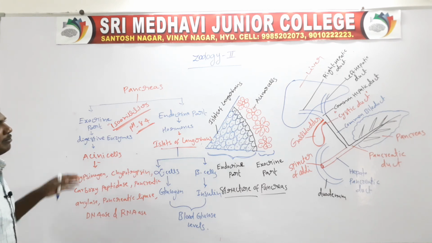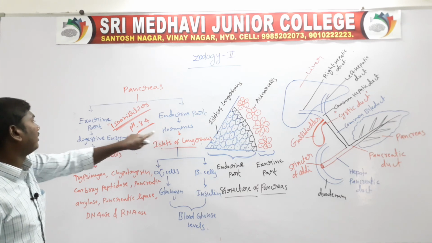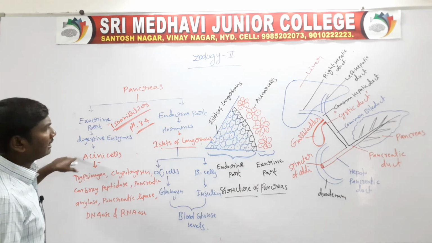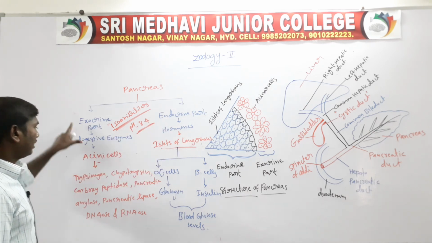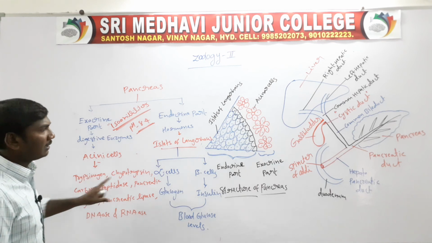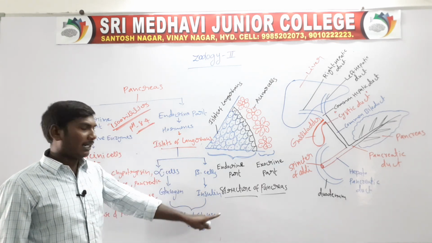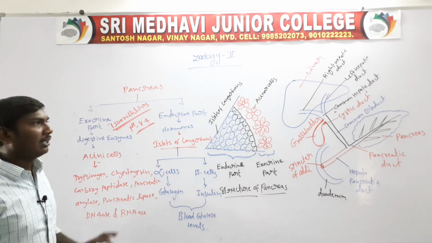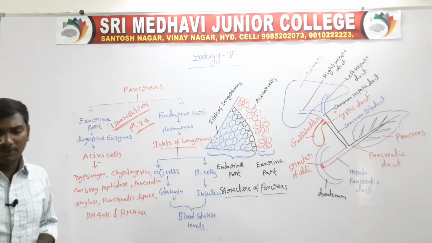So this is the pancreas, with an exocrine part and an endocrine part. The exocrine part is the Acini cells, releasing digestive enzymes. The endocrine part is the islets of Langerhans, releasing the hormones glucagon and insulin, which maintain the blood glucose levels. Next topic, we continue to the physiology of digestion.